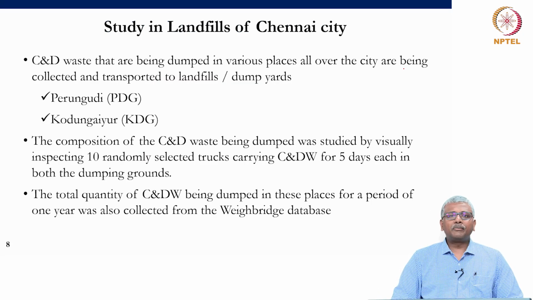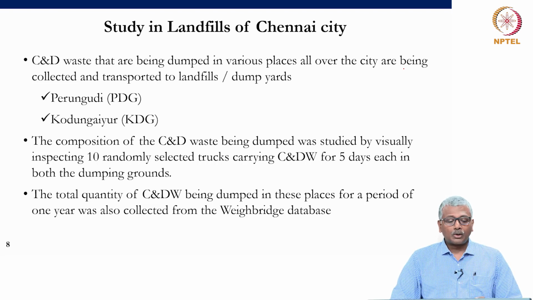Now, just to give you an example from Chennai city itself, there are a couple of landfills that we collected some information from. C&D waste from various places in Chennai is transported to 2 primary dump yards. One is the Perungudi dump yard and the other is the Kodungayur dump yard. So, what we did was we assessed the composition of the C&D waste being dumped by inspecting 10 randomly selected trucks carrying C&D waste for 5 days each in both the dumping grounds.